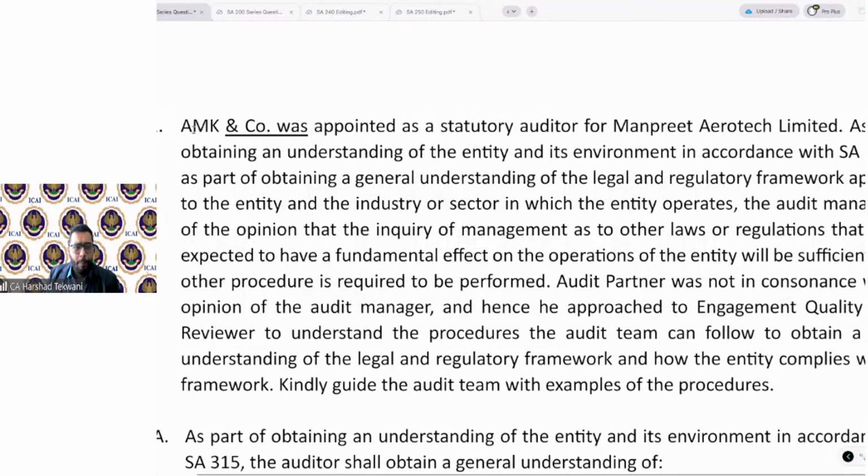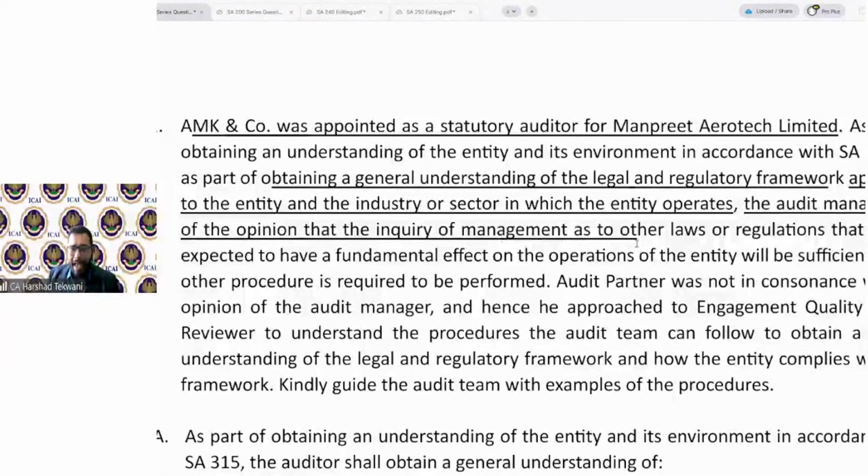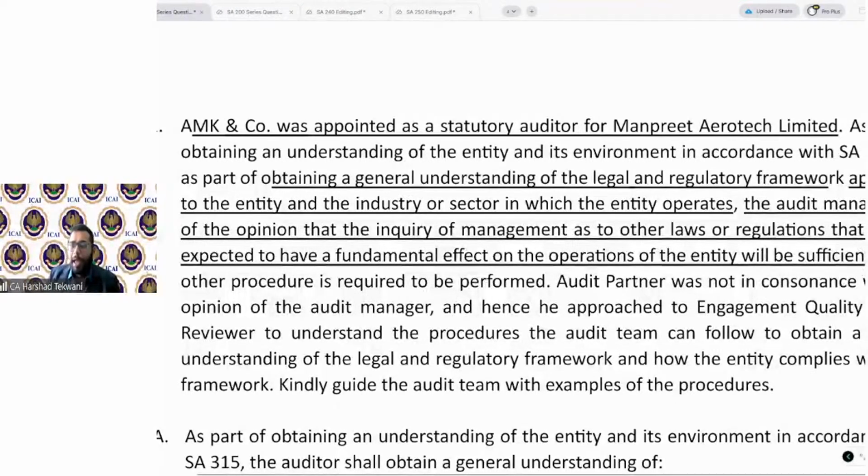AMK and Company was appointed as a statutory auditor for Manpreet Aerotech Limited. As a part of obtaining understanding of the entity and its environment in accordance with SA 315, and a part of obtaining a general understanding of the legal and regulatory framework applicable to the entity and the industry or the sector in which the entity operates, the audit manager was of the opinion that the inquiry of the management as to other laws and regulations that may have been expected to have fundamental impact on the operations of the entity will be sufficient and no other procedure is required to be performed.